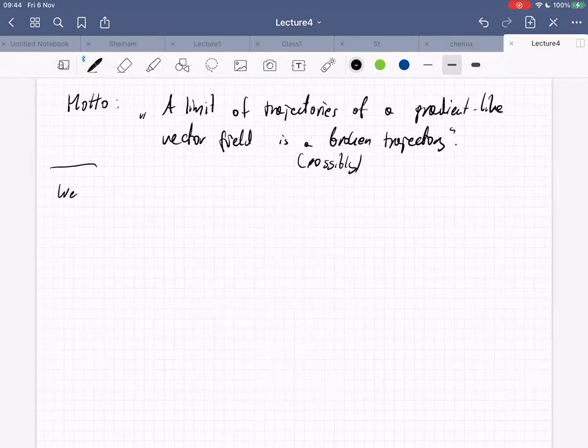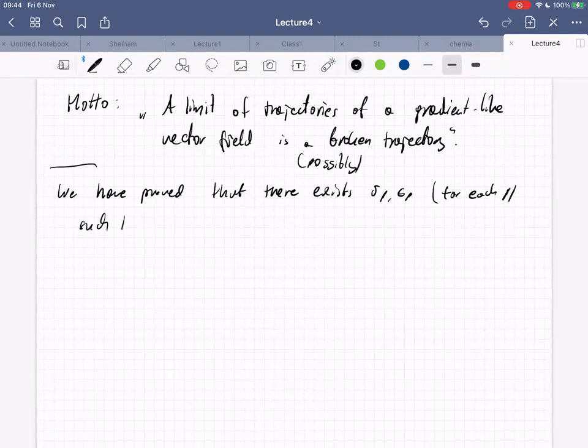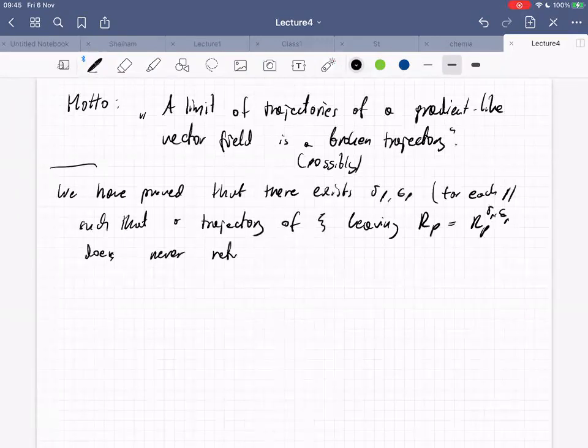So we have proved that there exists delta P, epsilon P for each P, such that a trajectory of Xi leaving R_P, equal to R_P with delta P and epsilon P, never returns to R_P again. Okay, that's what we have proved by assuming the converse and reaching a contradiction.